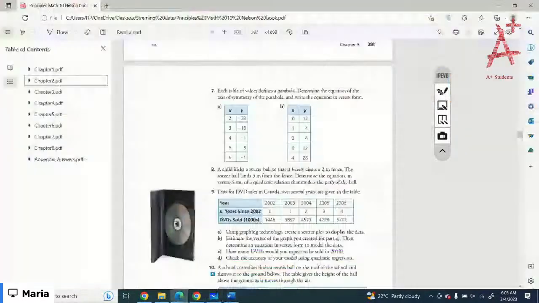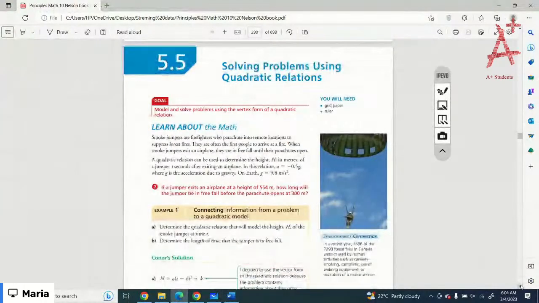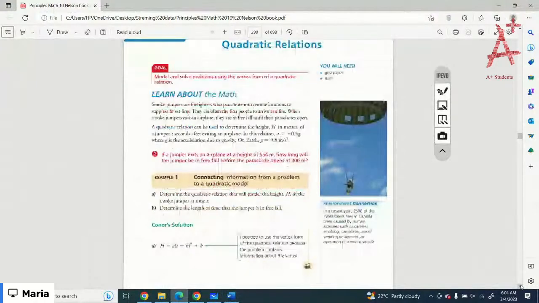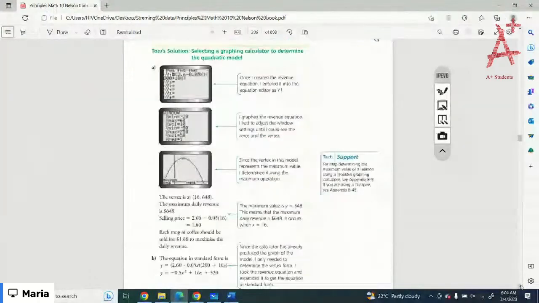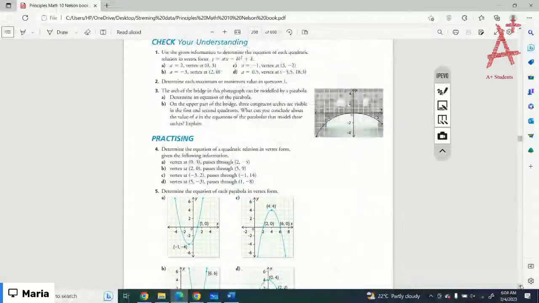Okay, here we are on the lesson solving problems using quadratic relations. Got it? So let's start with the practice questions. Okay, here we are on the practice questions.